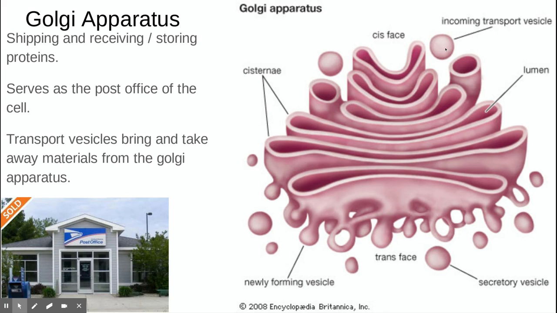Proteins wrapped up in this little vesicle will come in, attach itself to the Golgi apparatus. It'll get stored inside of these little pouches, and then it'll get sent out the other side to wherever else it needs to go. So it's like the post office. It just sends and receives materials around the cell.